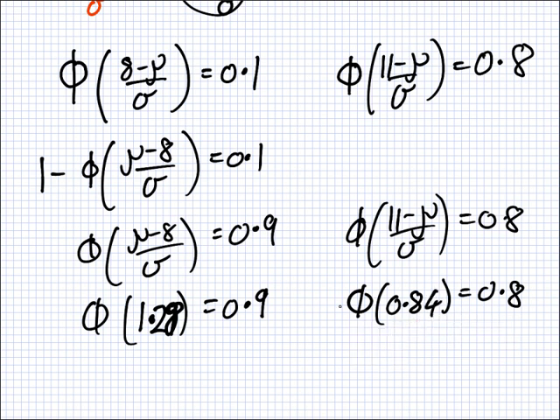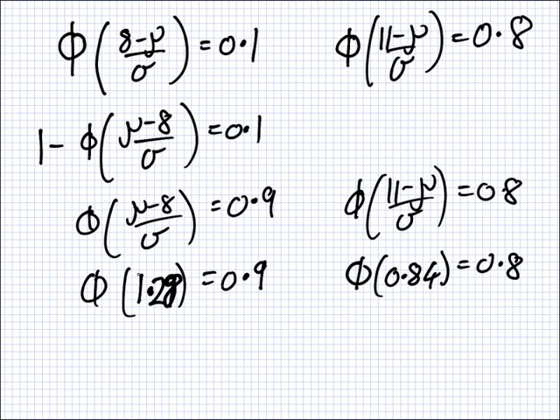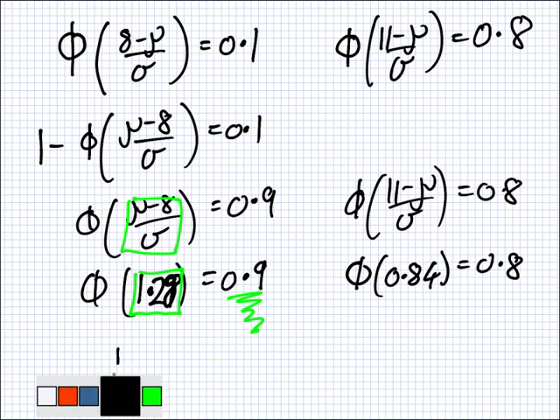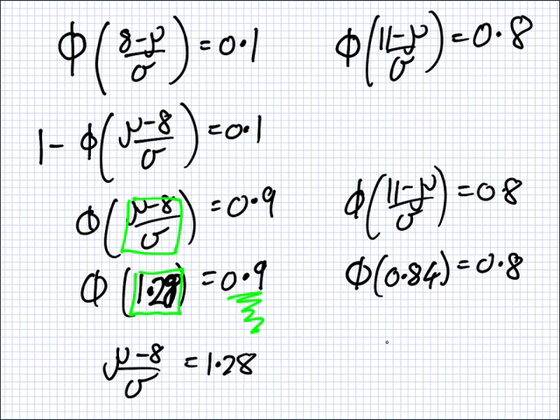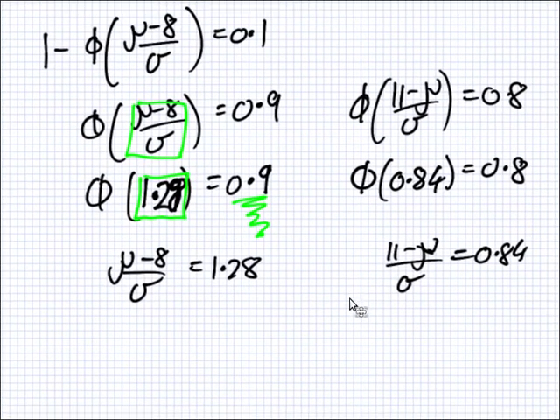Alright, so here's the key trick step here. If looking up the value of 1.28 gives you an area of 0.9, then it must be that this was 1.28. So mu minus 8 over sigma must have been 1.28. And likewise, 11 minus mu over sigma must have been 0.84. Now, what type of problem does this look like? How many equations do I have? 2 equations, 2 variables. So, yeah, simultaneous. So, let's solve this.